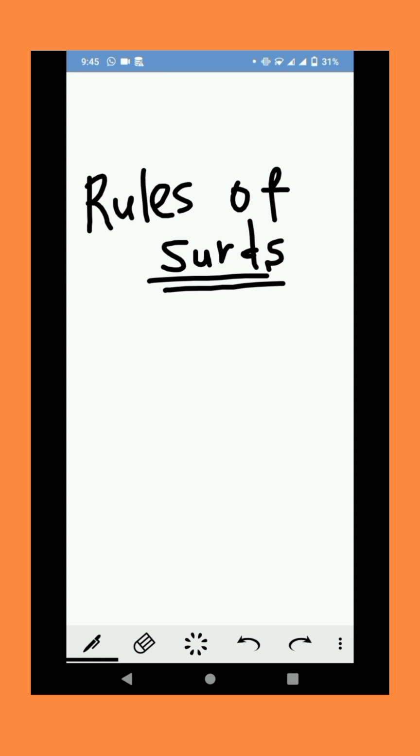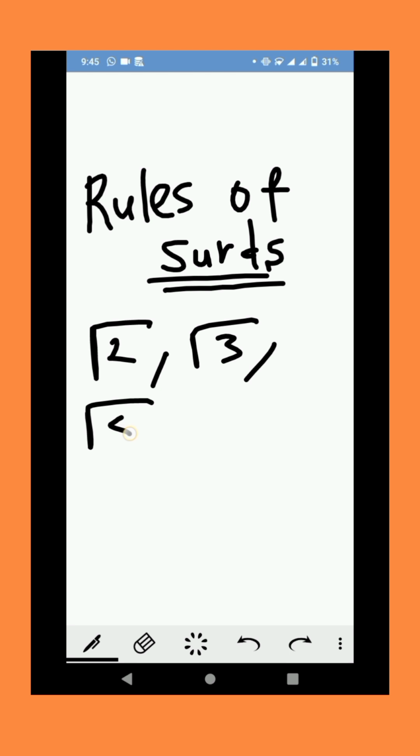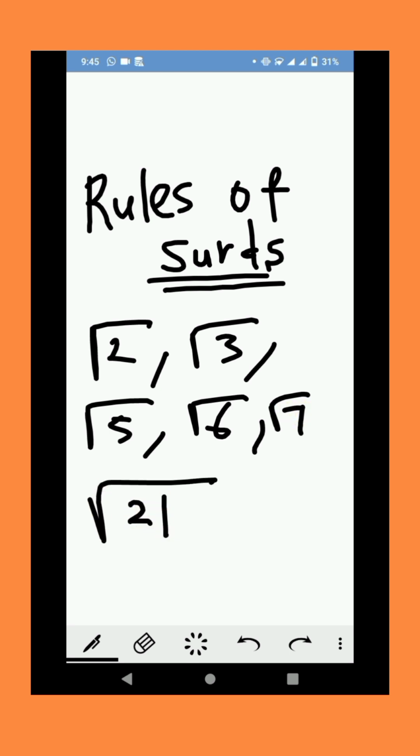What is a surd? A surd is a number that when the square root is taken doesn't give a whole number. Whatever number you take the square root of and it doesn't give you a whole number is a surd. Examples of surds we have root 2, root 3, root 5, root 6, root 7, root 21. All these are surds. That's what we're going to be dealing with.